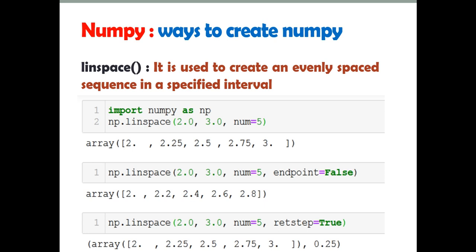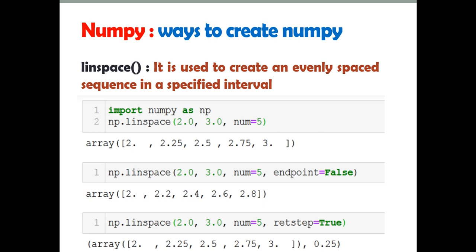In the second example, you can see np.linspace 2.0, 3.0, num is equal to 5, endpoint is equal to false. Here num is equal to 5, the number of samples needed to generate within the interval. As I said, the default value is 50. Here I have taken 5, and endpoint is equal to false. What do you mean by endpoint is equal to false? If endpoint is set to false, then the end value is not included in the sequence.